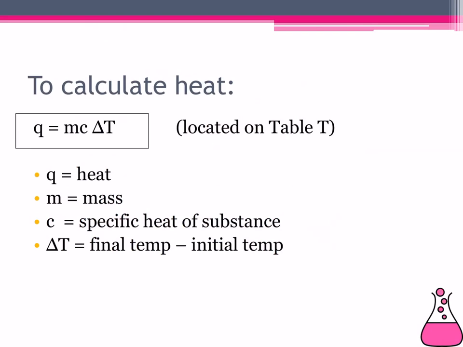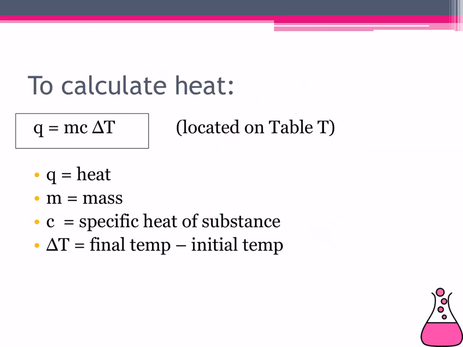So if I want to calculate my heat when I'm looking at a temperature change, I'm going to use this equation right here. This Q, which is my heat, is equal to m, which is my mass, times c, which is the specific heat capacity, times this delta T. And hopefully we all remember that this triangle means a delta, and that means the change. Generally I'm doing final temperature minus initial temperature here, and that's what gives me my change in temperature. This equation is located on table T on your reference tables. It's on the back of your reference tables, so it's not something that you need to memorize.